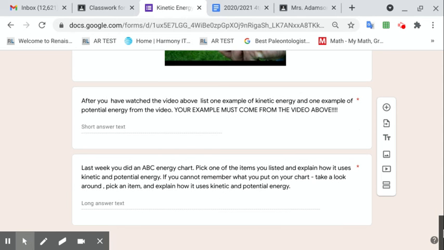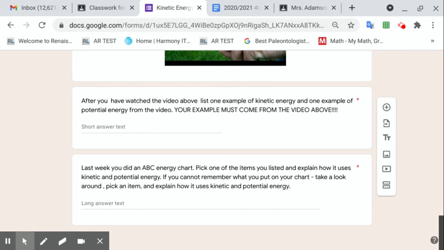Okay. Then last week we did an ABC chart where you had to look around your house. I did the example of a light bulb. Okay. So what I want you to do is pick one of those items that you put on your list and then tell me how it is using potential and kinetic energy. So for example, when I looked around my classroom, I put a chair. So a chair uses potential energy when it is just sitting there. Okay. When it's just waiting in the classroom, it's just sitting there. The kinetic energy, the motion, is when that chair starts getting rocked back and forth.